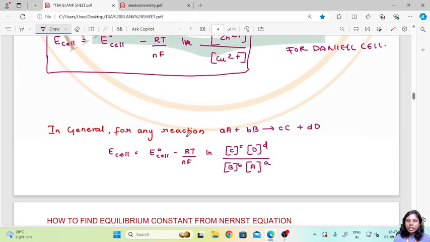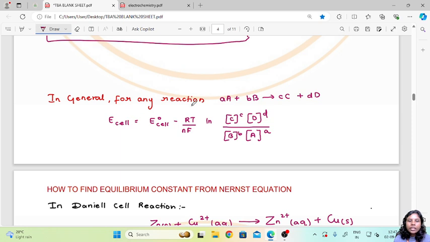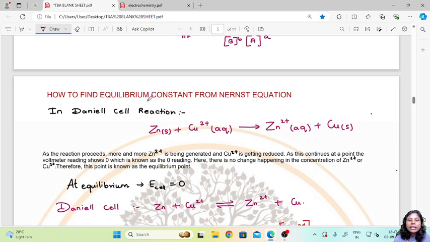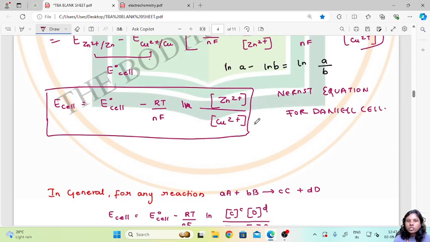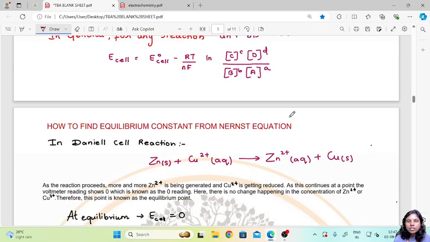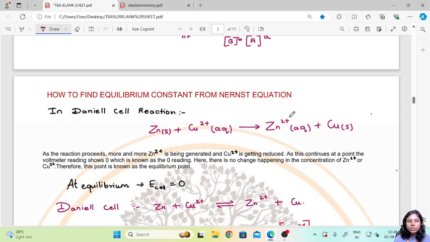So in general, for any reaction, we can say that aA plus bB will give us cC plus dD. That we can write as their concentrations raised to their stoichiometric values. So this will be the general formula for writing a Nernst equation. Now, how to find the equilibrium constant from the Nernst equation? Nernst equation has many applications. One of them is to find the equilibrium constant from the Nernst equation itself. Another one is finding the Gibbs free energy. So first let's look at the equilibrium constant from the Nernst equation.